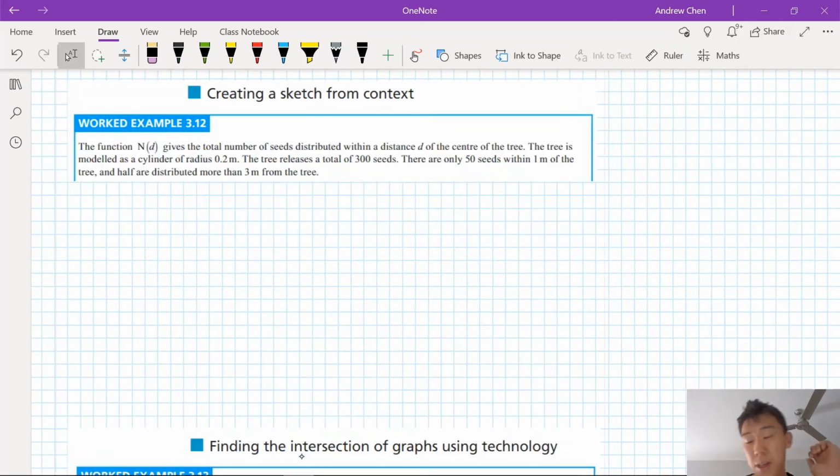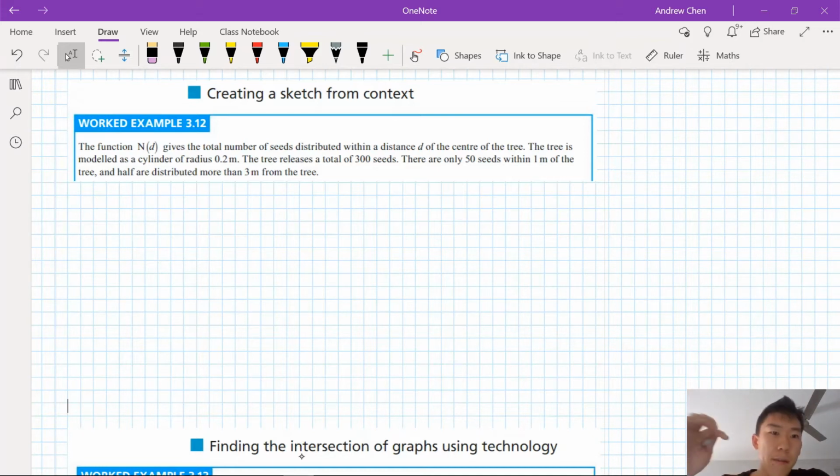Point 12. This one's an interesting one too, so I'll do my best to make sense of it for you. This time we have just a contextual bit of information, and we're going to try to sketch or model this situation. We don't have an equation. We've just been given values, and we're going to try to put it into a graph.